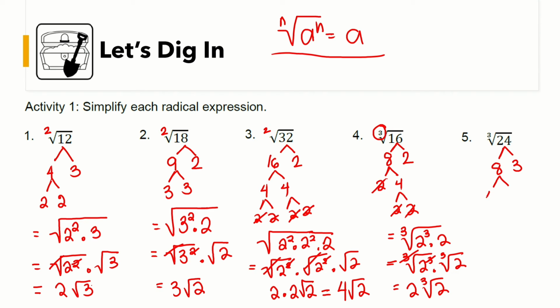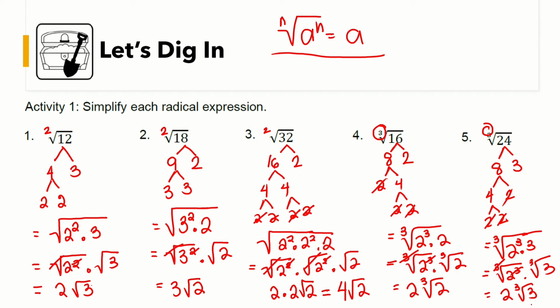So this is 4 times 2 and this is 2 times 2. So we will group it by 3. So we have 1, 2, 3. So rewrite it. That's now cube root of 2 cubed multiplied by 3. And then apply the product rule for radicals. So that's cube root of 2 cubed times cube root of 3. Cancel this out and what is left is 2 cube root of 3.